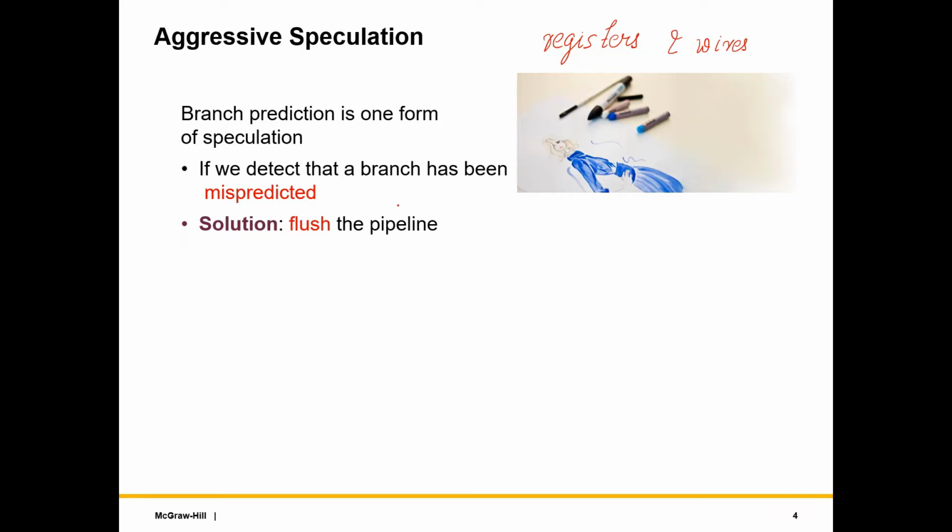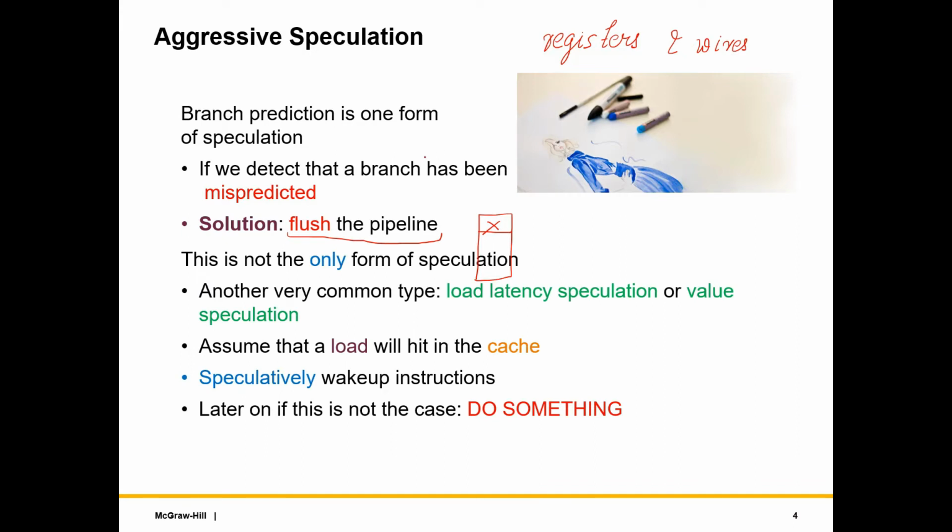The biggest attraction in the previous chapter, chapter 4, was branch prediction, which is one form of speculation, where if we detect that a branch has been mispredicted, we flush the pipeline. When do we do that? We wait for the mispredicted branch to reach the head of the reorder buffer. At that point we detect it and we flush the pipeline. This is not the only form of speculation. We have other kinds of speculation as well, which we will discuss in this chapter.